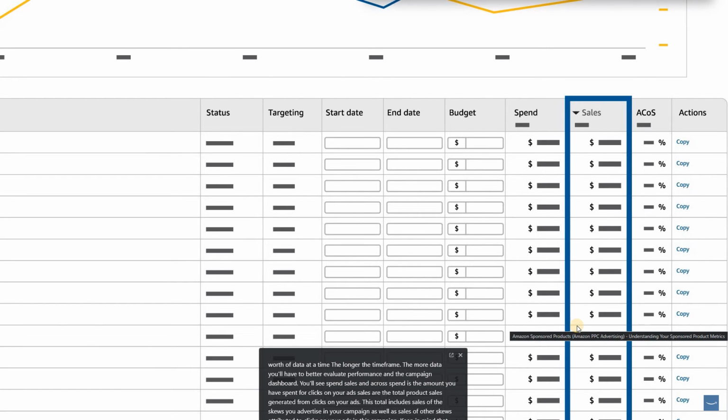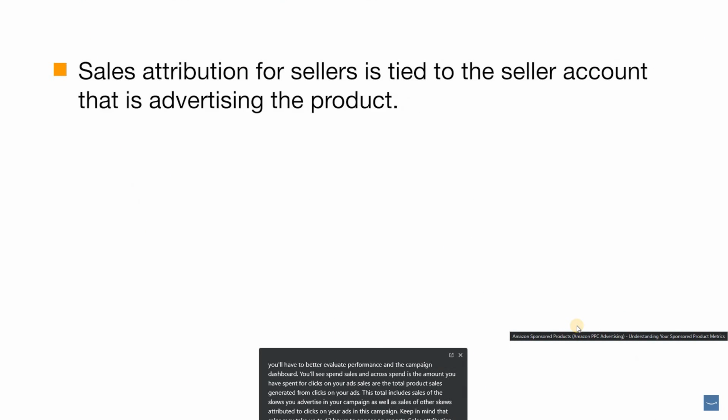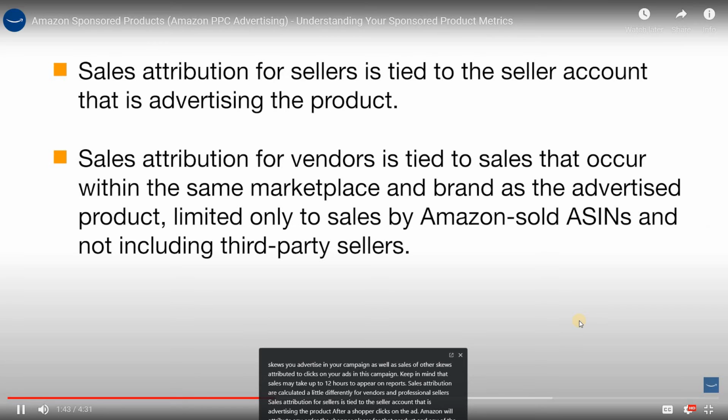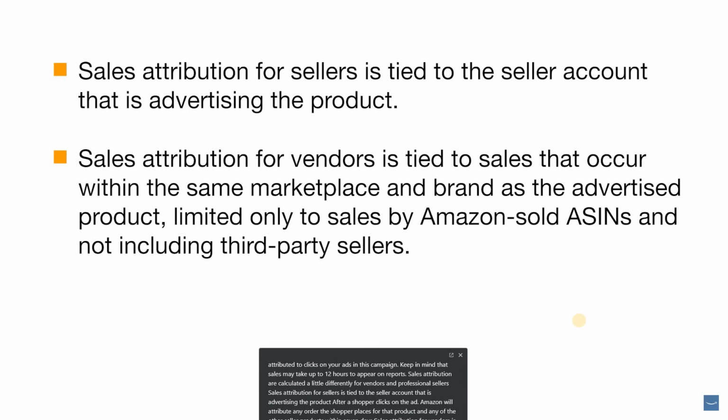Sales attribution is calculated a little differently for vendors and professional sellers. Sales attribution for sellers is tied to the seller account that is advertising the product. After a shopper clicks on the ad, Amazon will attribute any order the shopper places for that product and any of the other seller products within 7 days. Sales attribution for vendors is tied to the sales that occur within the same marketplace and brand as the advertised product, limited only to sales by Amazon sold ASINs and not including third-party sellers.